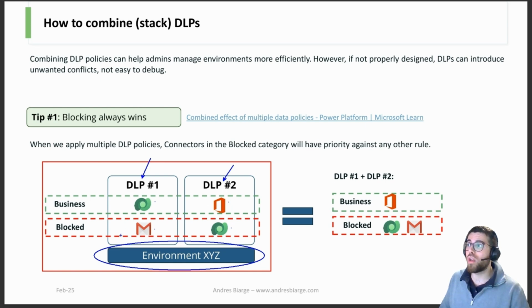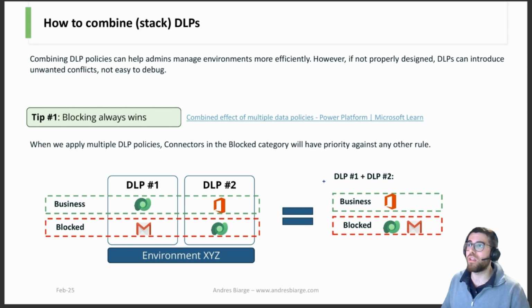What's the result? Blocking always wins. Because we are applying two DLPs at the same time for the same environment, the result is basically that none of these connectors, not Dataverse nor Gmail, can be used in this environment. The only connector that can be used is Office 365 Users.